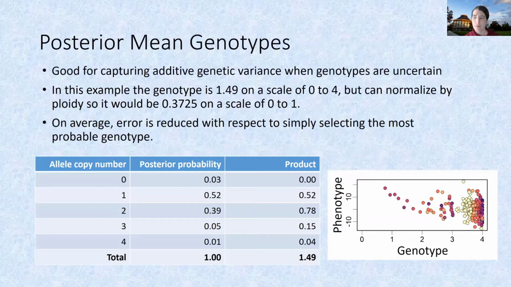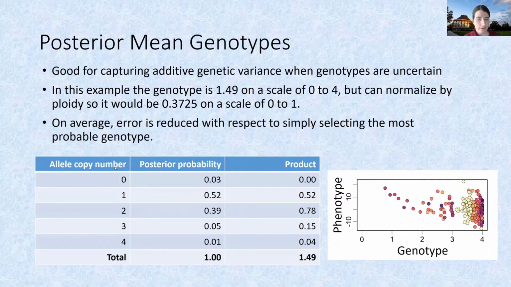So I mentioned posterior mean genotypes. I'll explain a little bit more of what those are. They're good if you care about additive genetic variants for something, and you don't have high enough depth to be really confident in your genotypes.